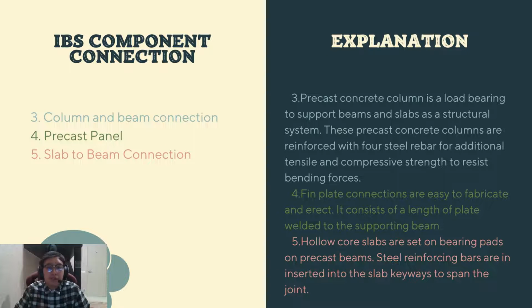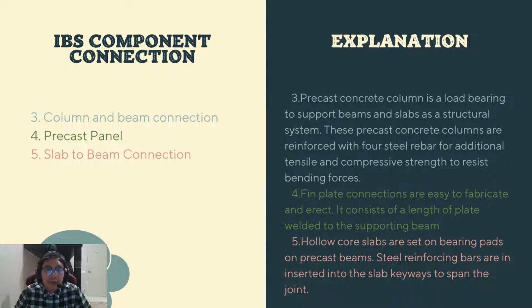The precast concrete column is load bearing to support the beam and slab as the structural system. These precast concrete columns are reinforced with 4 steel rebars for additional tensile and compressive strength to resist bending force. It also displays how the beam connects to the wall via the connection plate type. The beams extend beyond the column support and provide bearing for smaller drop-in beams between them.